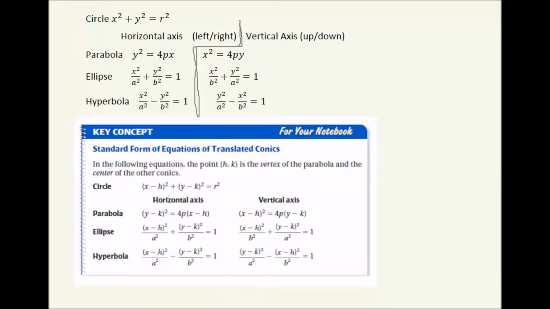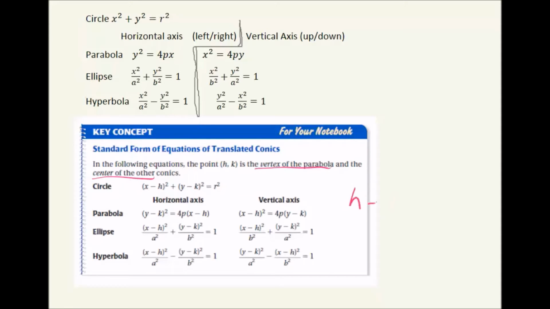So notice how all of these equations are exactly the same as the ones above. The ones below are just shifted by h and k, because h and k will be the new vertex of the parabola or the center of the other conics. So all the equations are exactly the same, they just have h and k. And notice how for every single one, it's minus h and minus k. That tells you that it will always be opposite. So, if it says x minus 2 and y minus 3, it's moved to the right 2 and up 3.